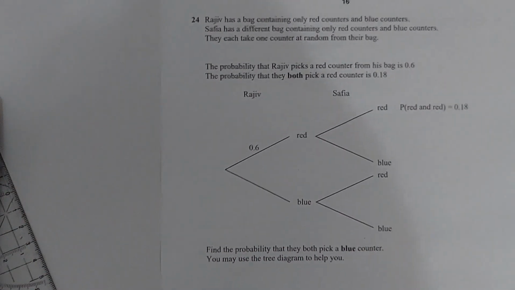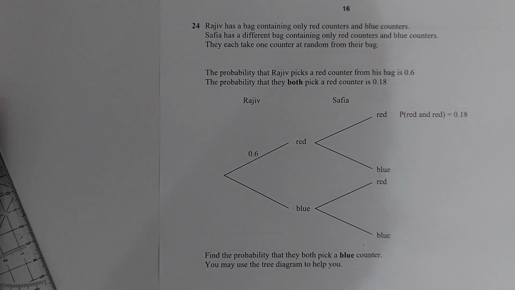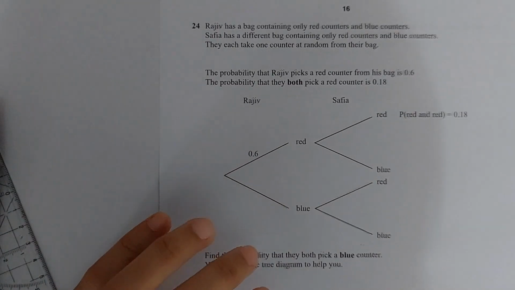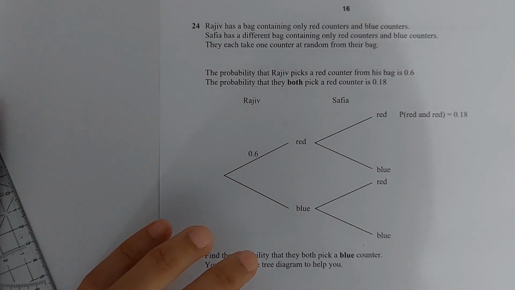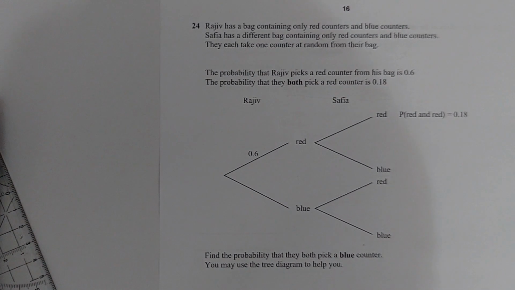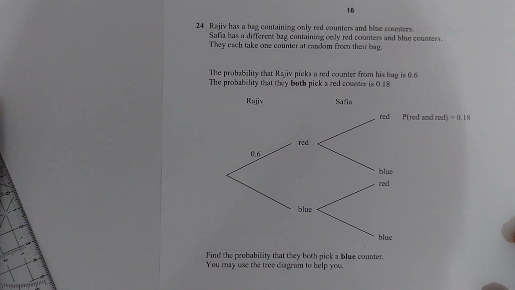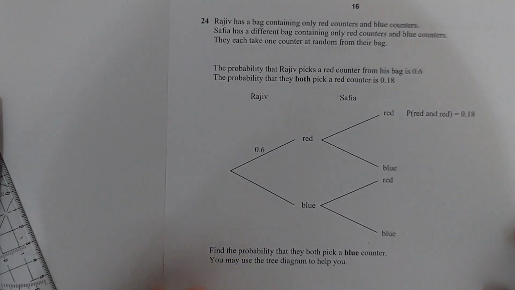The last one, guys. Rajiv has a bag containing only red counters and blue counters. Safia has a different bag containing only red counters and blue counters. So both of them have a bag, and inside the bag there are red and blue counters. They each take one counter at random from their bag. The probability of Rajiv picking a red counter from his bag is 0.6.